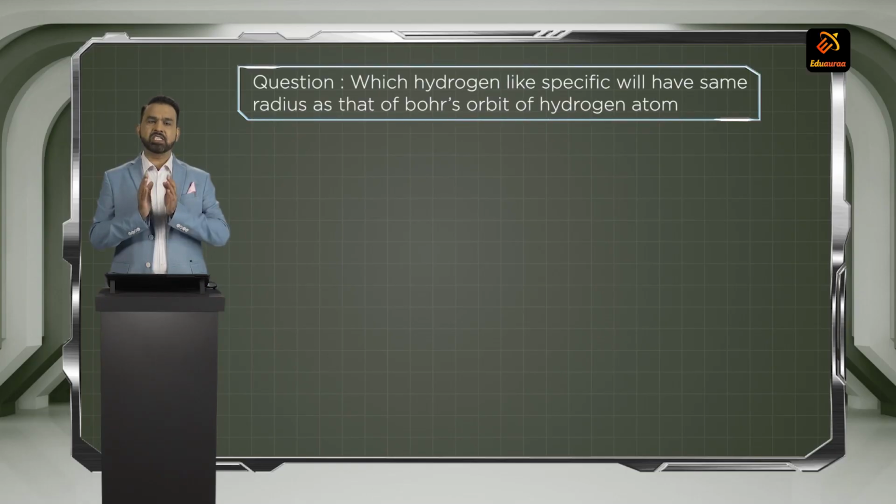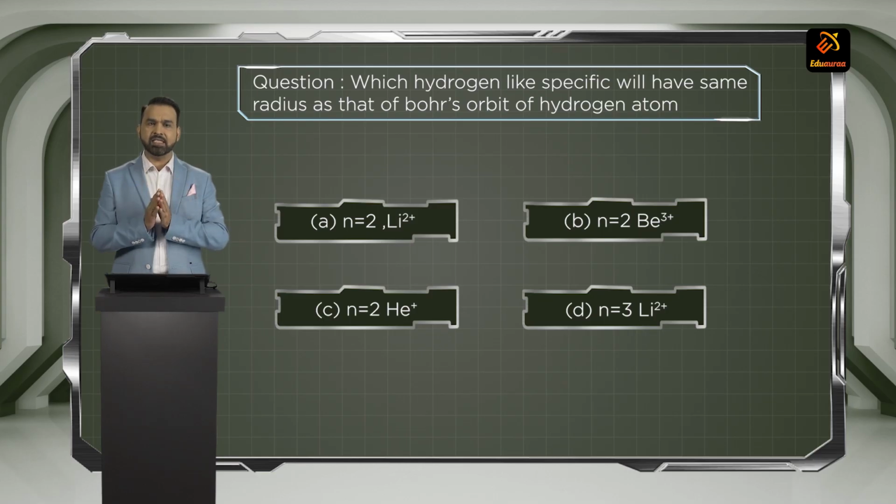Which hydrogen-like species will have the same radius as that of Bohr's orbit of hydrogen atom? Hydrogen atom has 1 electron. Which of the following species will have 1 electron? Beryllium plus 3, if you see, when beryllium plus 3, n is equal to 2, that is the second shell. Choice B will match with hydrogen atom.